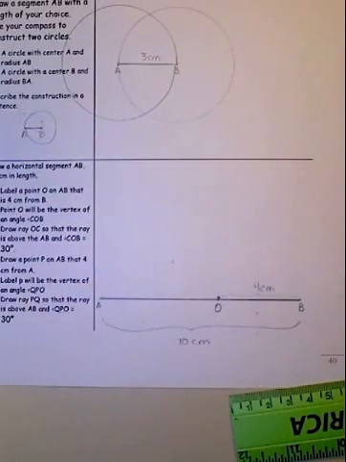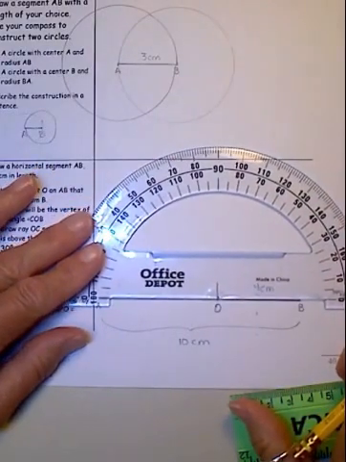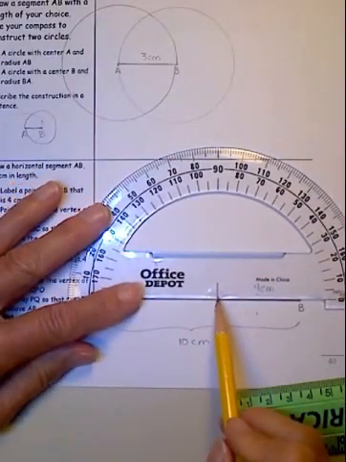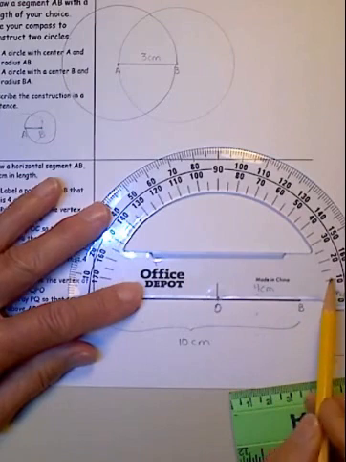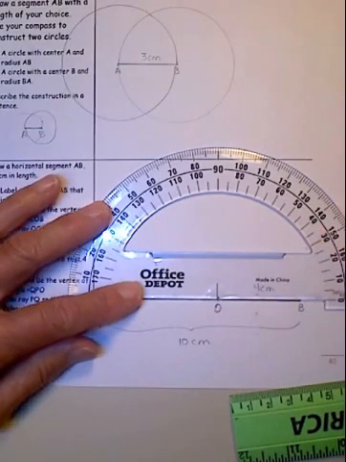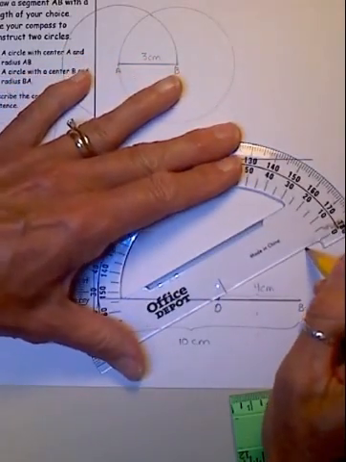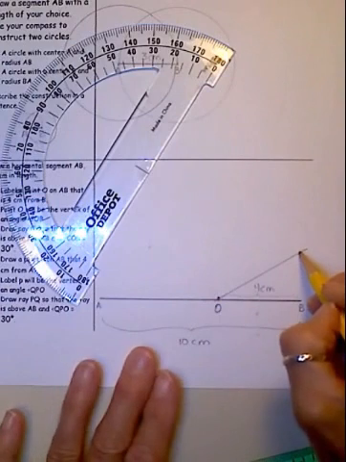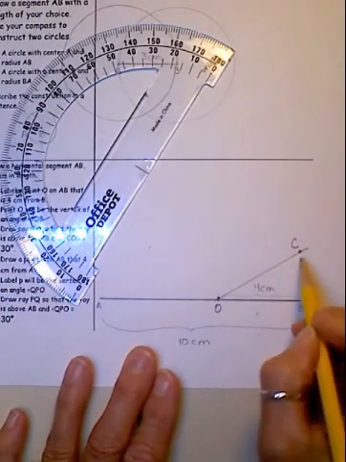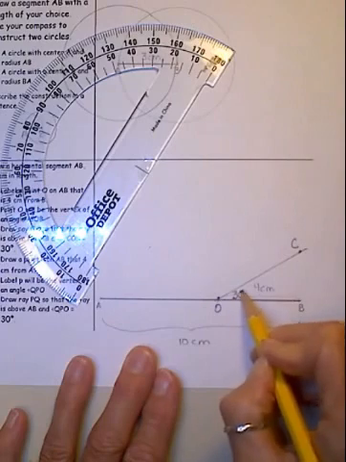So then I'm going to take my protractor and measure the 30 degrees, putting this on O, following it to the end to 0, 10, 20, 30. There's my 30-degree mark. And I'm going to use my straight edge. I'm going to label this C, and then angle COB is 30 degrees.